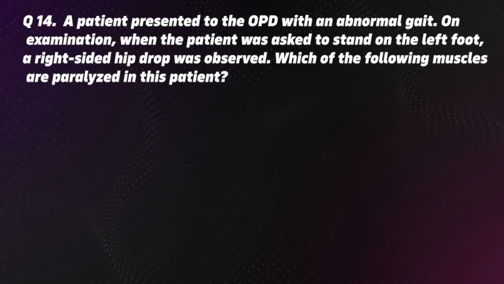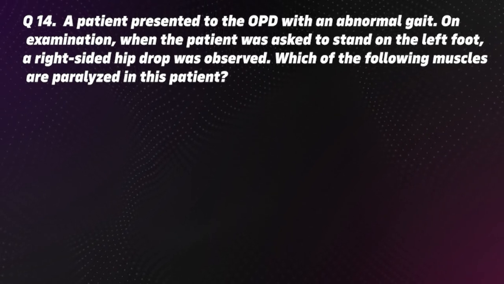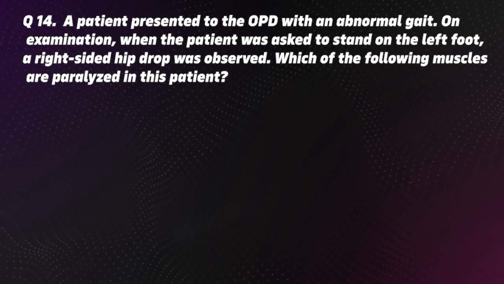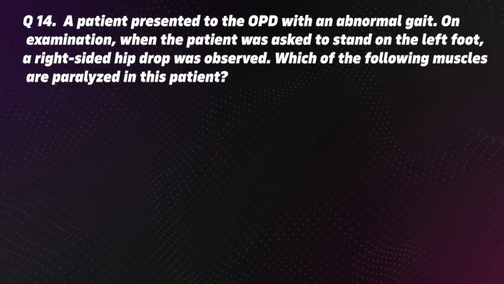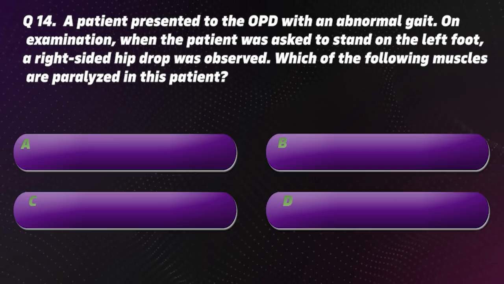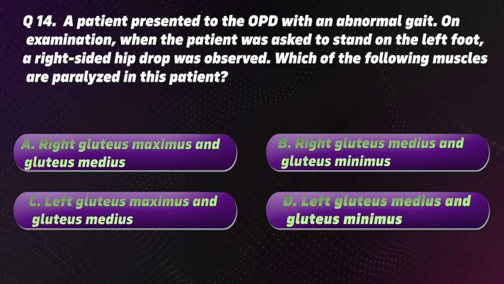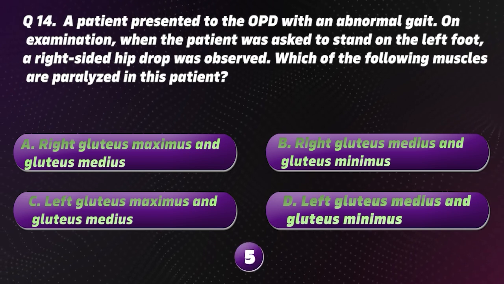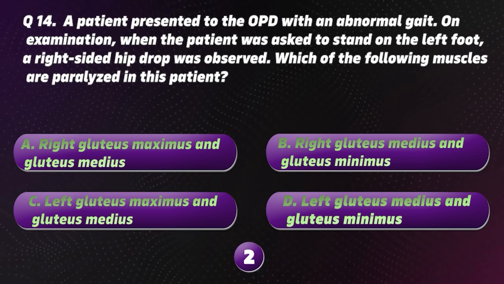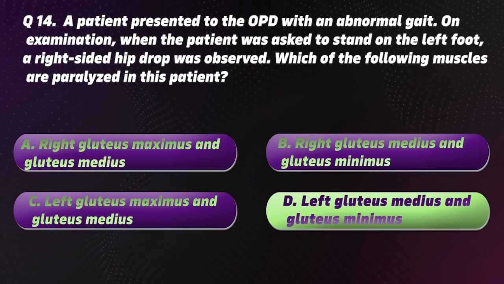Question 14. A patient presented to the OPD with an abnormal gait. On examination, when the patient was asked to stand on the left foot, a right-sided hip drop was observed. Which of the following muscles are paralyzed in this patient? Here are the options. A. Right gluteus maximus and gluteus medius. B. Right gluteus medius and gluteus minimus. C. Left gluteus maximus and gluteus medius. D. Left gluteus medius and gluteus minimus. And the correct option is D. Left gluteus medius and gluteus minimus.